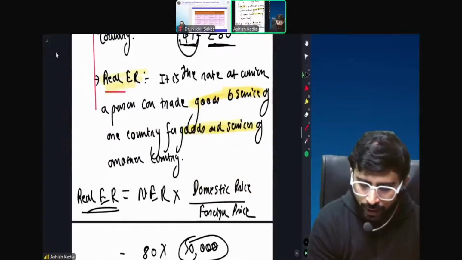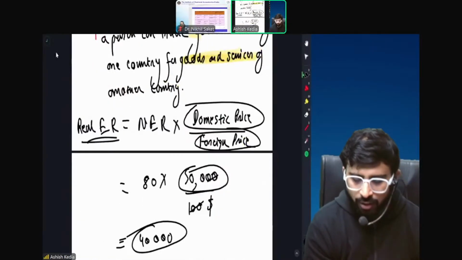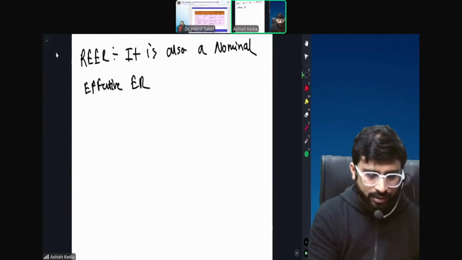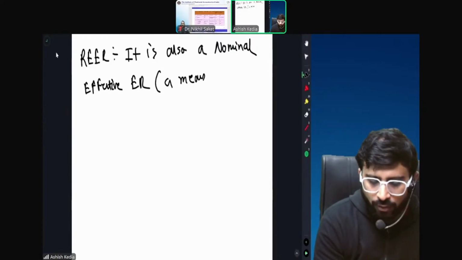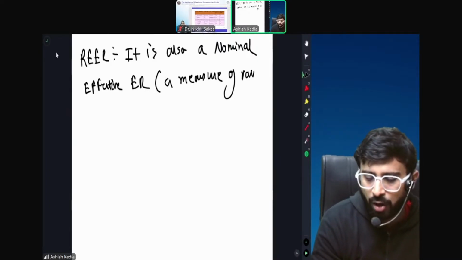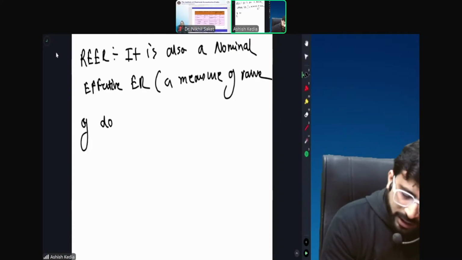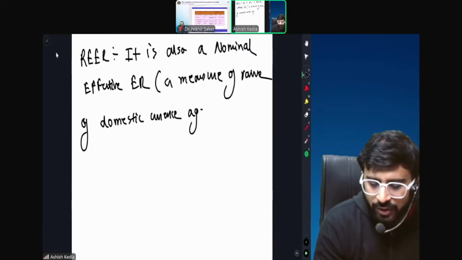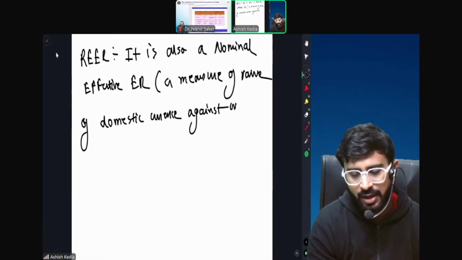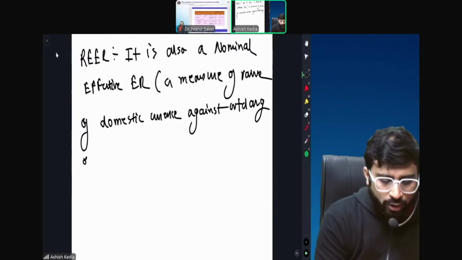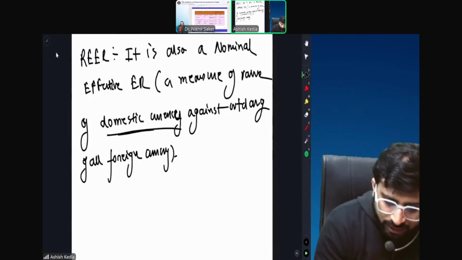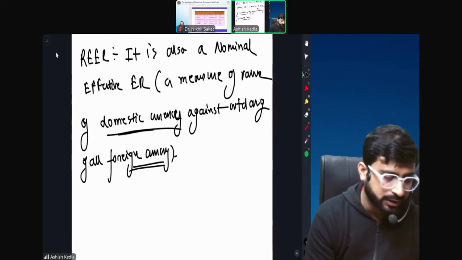Here you were comparing domestic currency with one foreign currency, or with price of one foreign commodity, right? And in here, real effective rate is a measure of value of domestic currency against weighted average of all foreign currencies. So here weighted average of all foreign currencies are considered and not a single currency. So it is comparing your country currency with weighted average of other countries currency. This is how it's done.